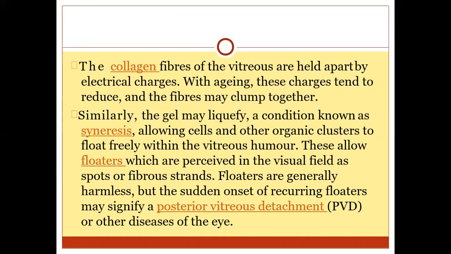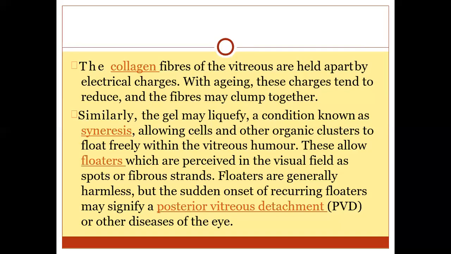The collagen fibers of the vitreous are held apart by electric charges. As I said, the remaining 1% has some collagen fibrils, and one is held apart from another by the electric charges. With aging, these charges tend to reduce and the fibers may clump together. So the space between two fibers is normally maintained by the electrical charges, and when it reduces with age, they clump together.